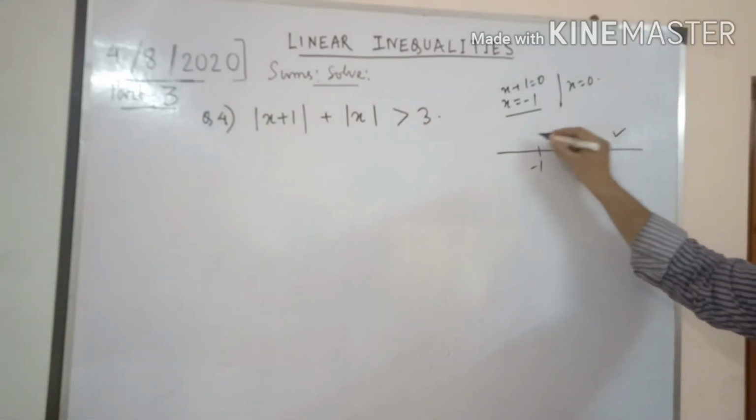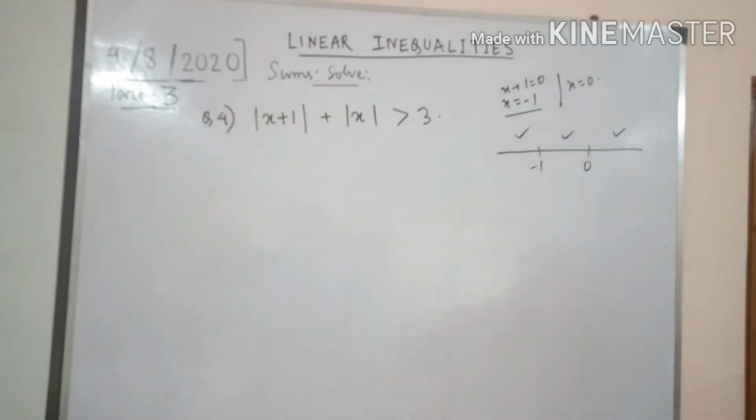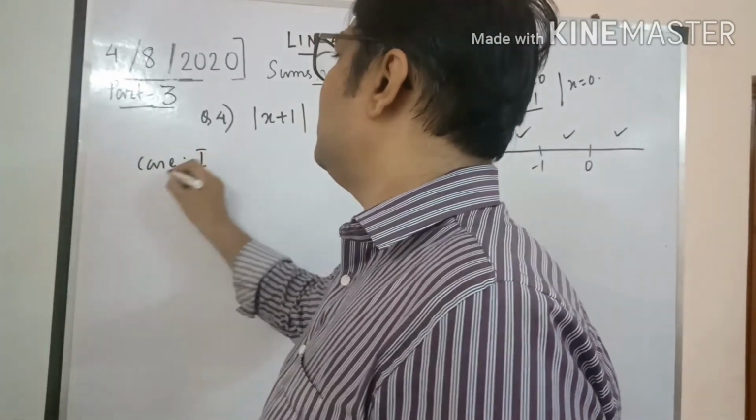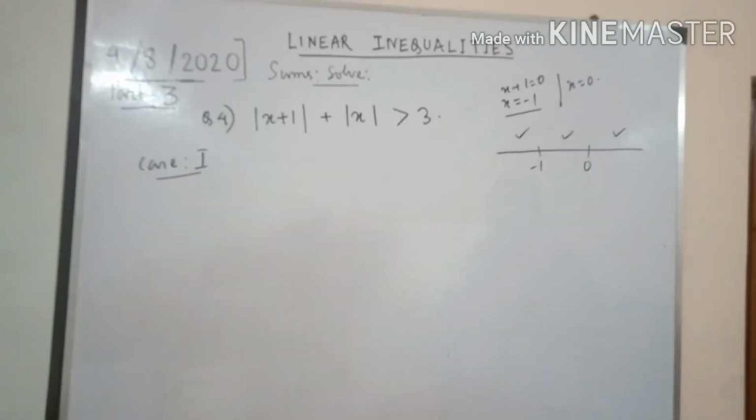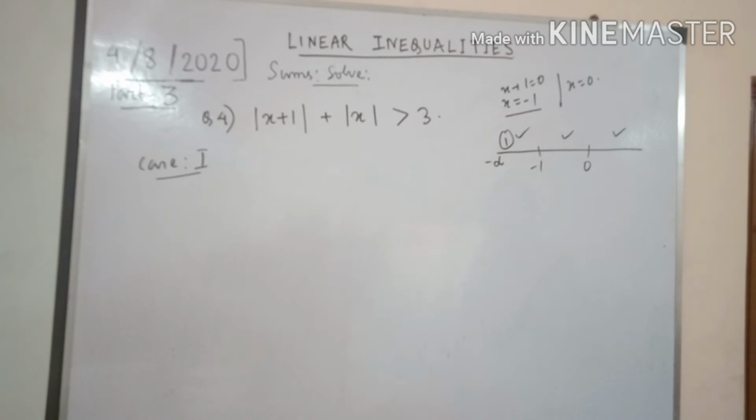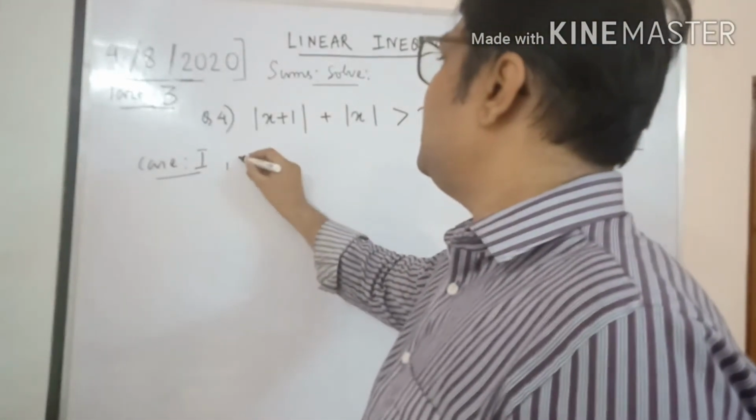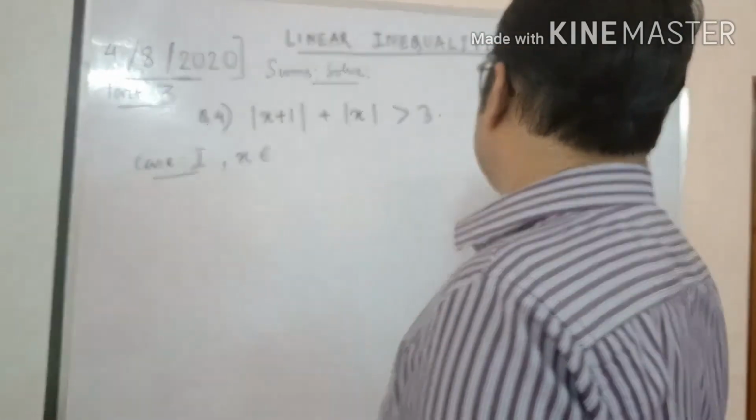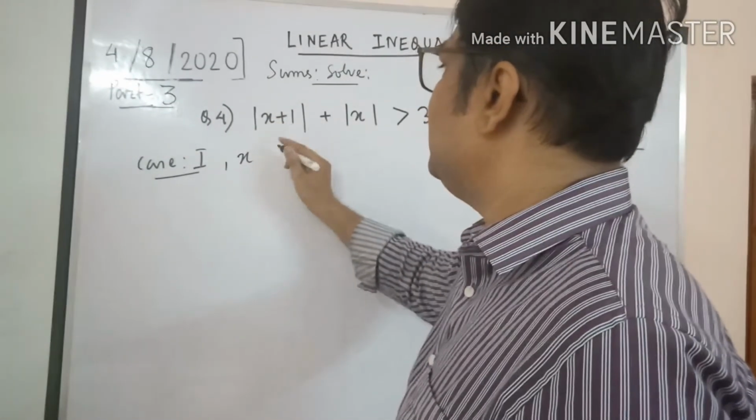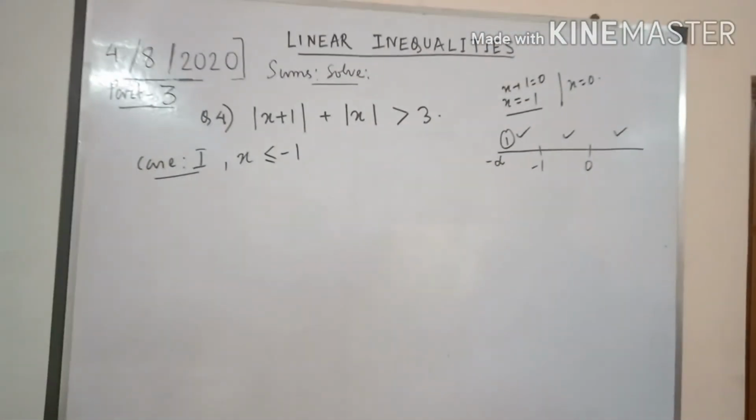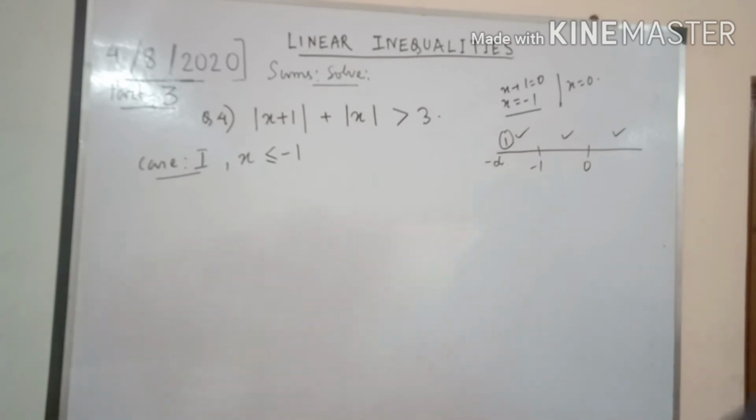So there are three regions of modulus. What I will do is break it into cases. Case 1 is this part, that means minus infinity to minus 1. So I write x lesser than minus 1, lesser than minus 1.